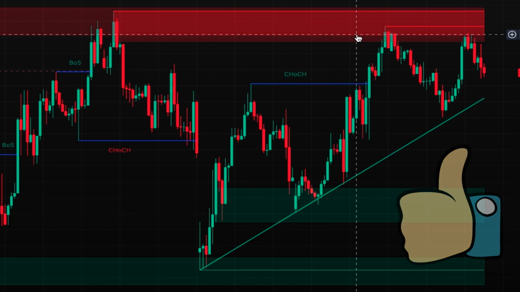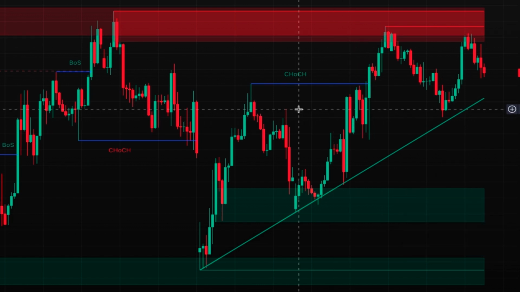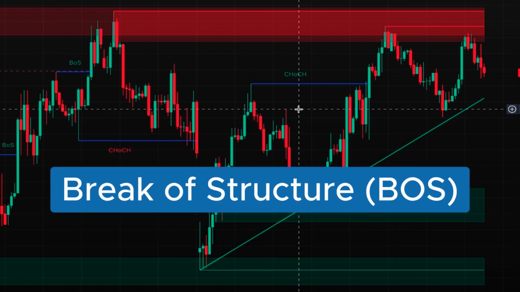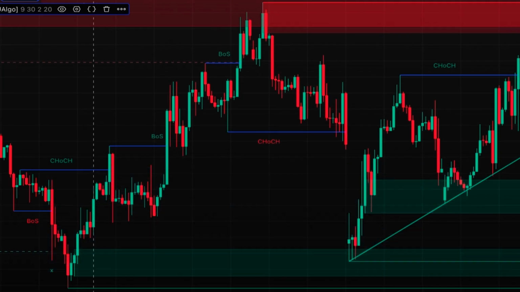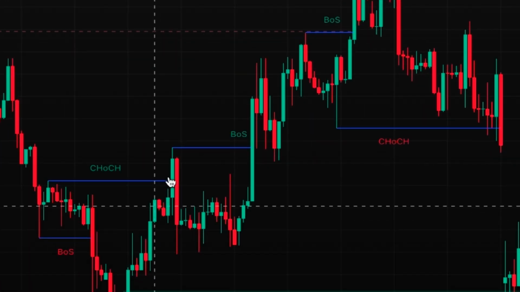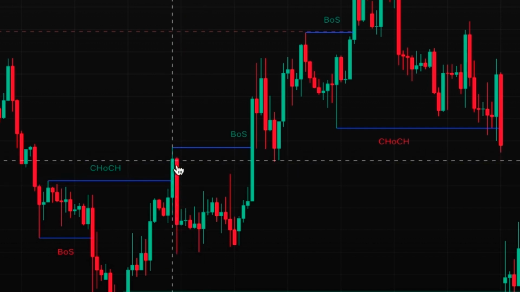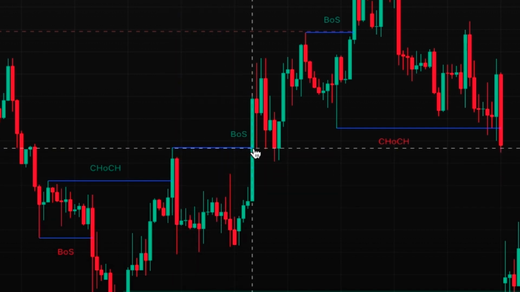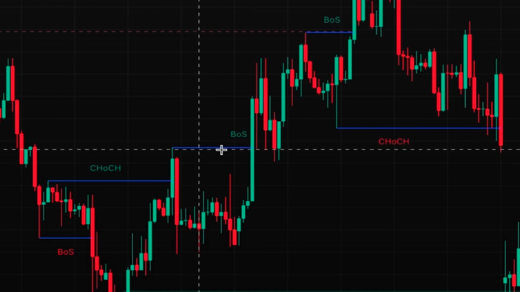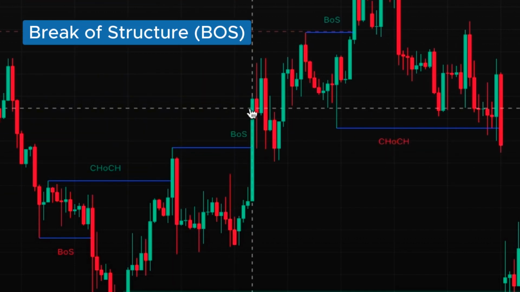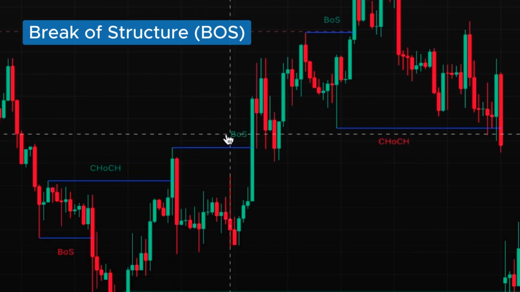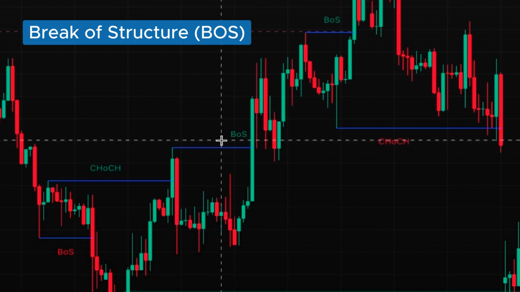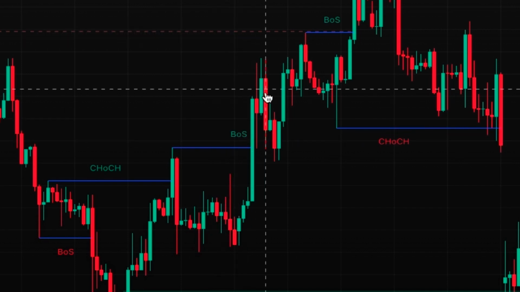Alright, the next concept is related to the structure of the market: break of structure and change of character. When the price is advancing in an uptrend, when the price makes a higher high and goes for a pullback, this high is a potential resistance level, and the price may have difficulty breaking this level. When it is broken, it is called break of structure, shown by BOS here in this indicator, and it's a signal for further advancing of the price.